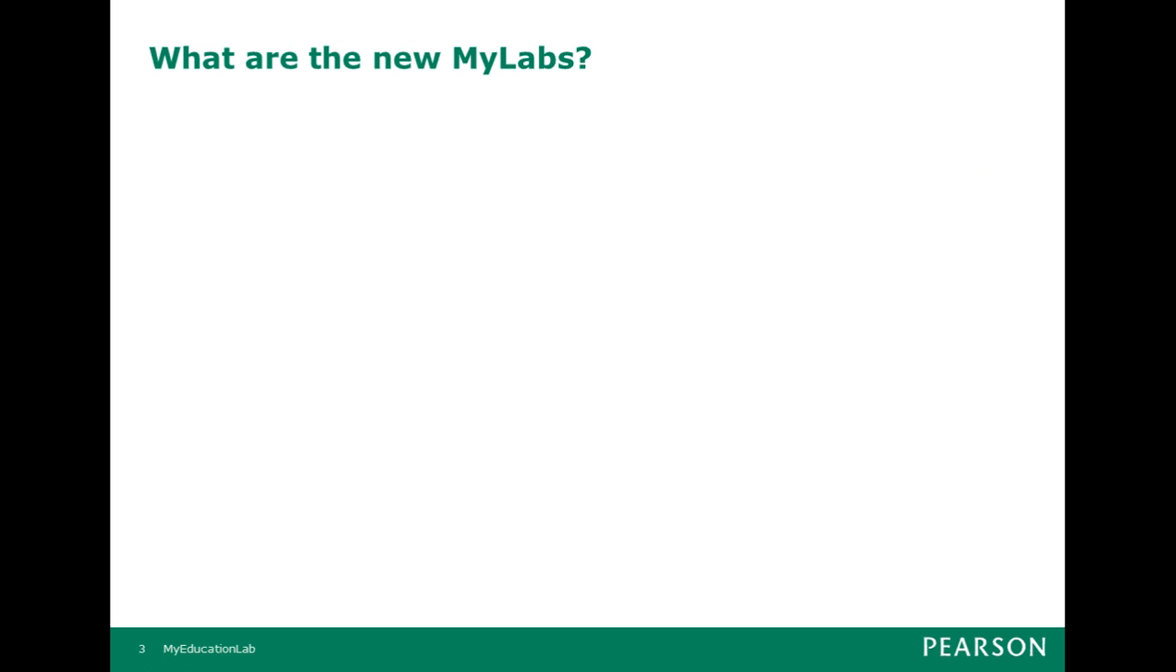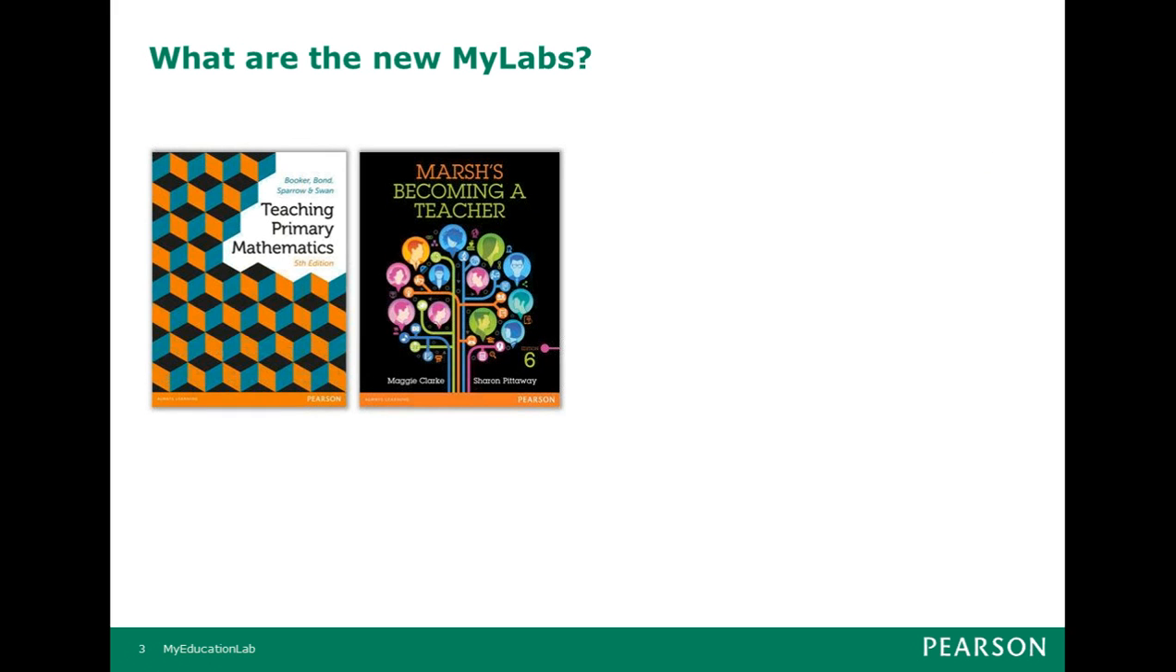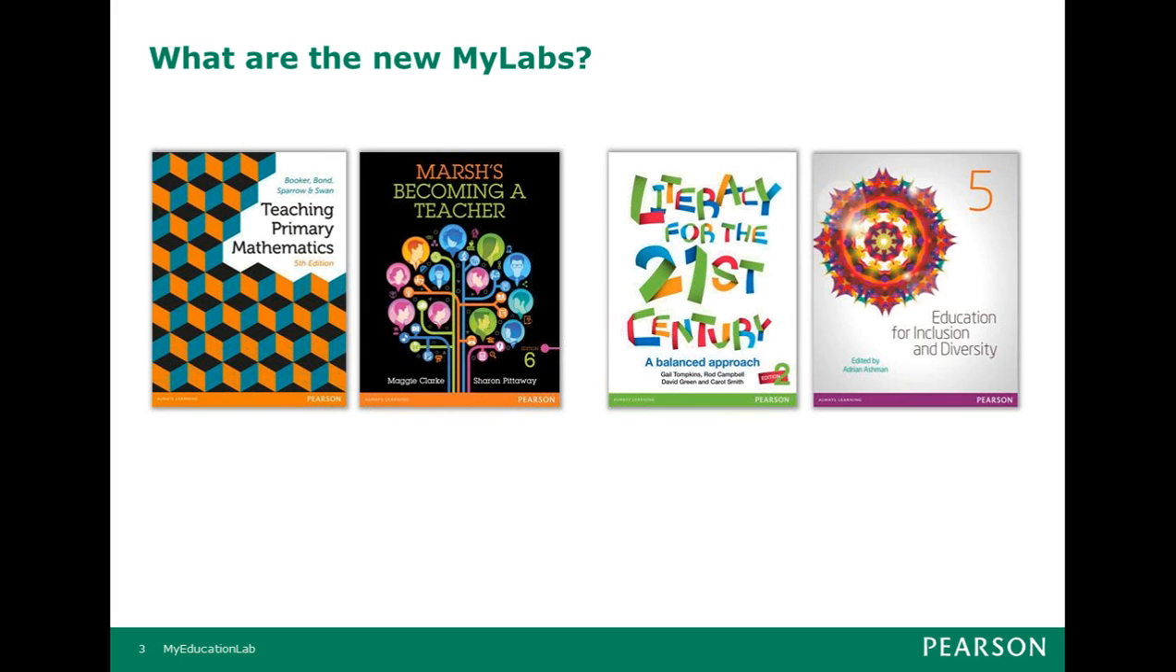When we designed these MyLabs, we started from the ground up to create something that fits your course needs as best as we can. So the new MyEducationLab is available for 4 of our titles, giving a really huge range of coverage. We've created courses in MyEducationLab for Booker's Teaching Primary Mathematics and Marsh's Becoming a Teacher, which just published quite recently. And we've also made them for Tompkins' Literacy in the 21st Century and Ashman's Education for Inclusion and Diversity, which are all going to be published very soon for semester classes in 2015.